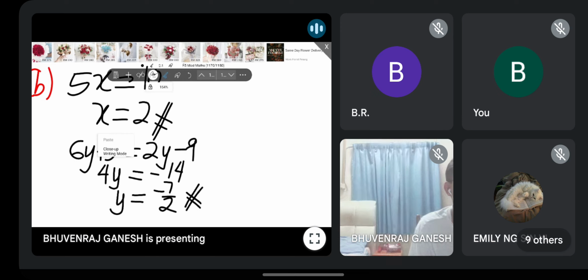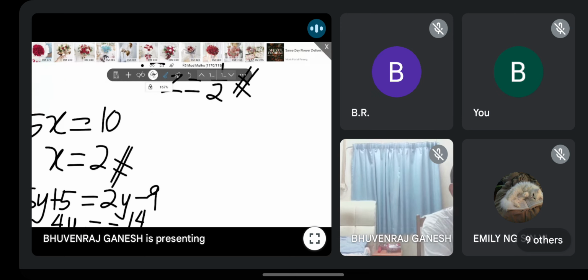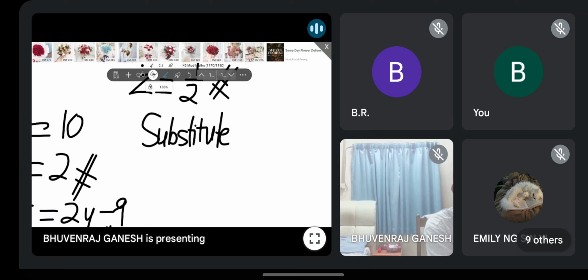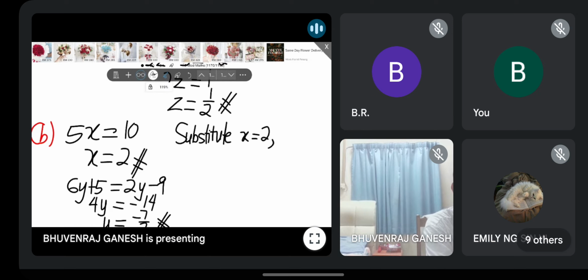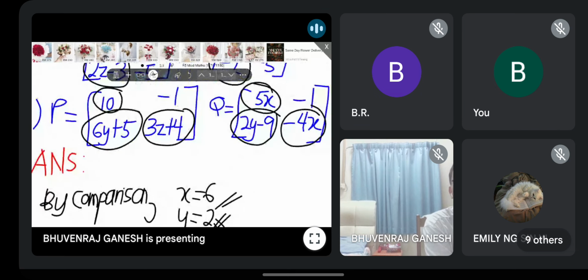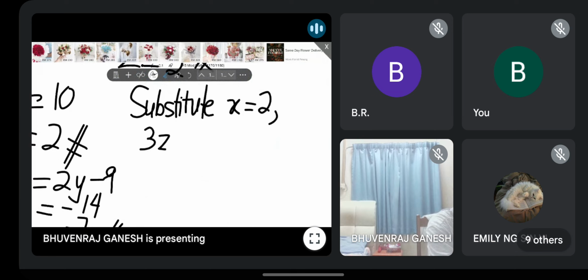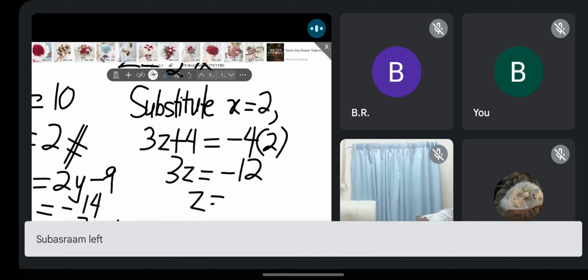And then for the last part, to get the z, you write substitute. Make sure you write this word, guys, because you got x and z in your final part. So you write substitute x equals 2. Then you compare 3z plus 4 equals negative 4x. You can write 3z plus 4 equals negative 4, the x you substitute with 2. Then you can count for the z already, so you will get z is negative 4.